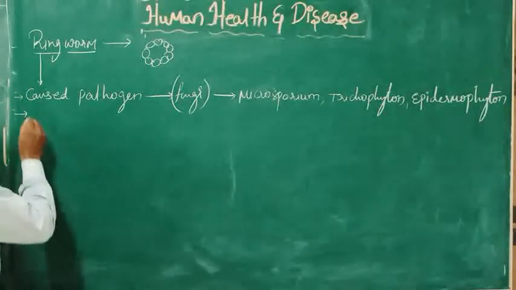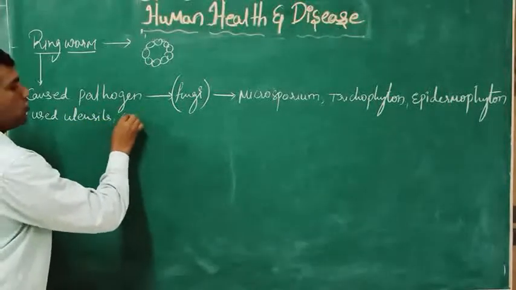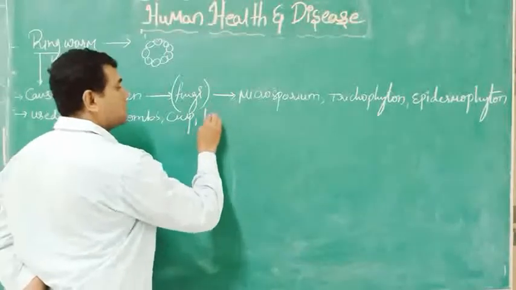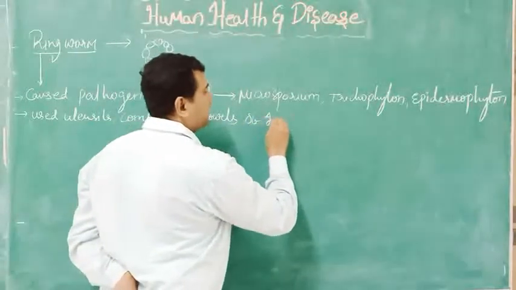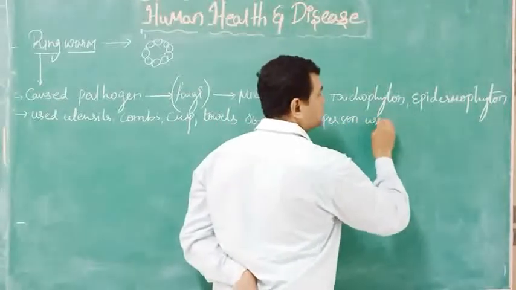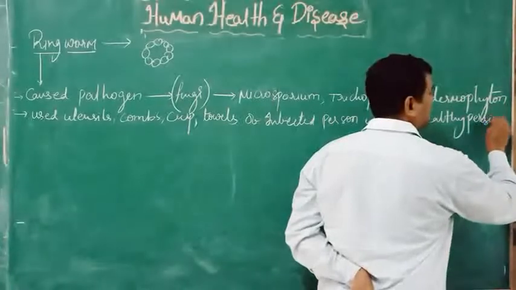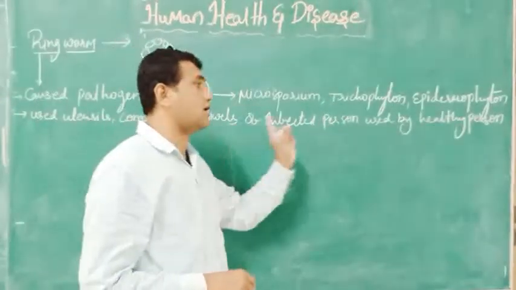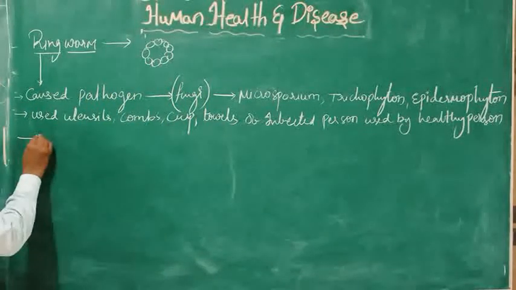How will it be infected? Utensils, combs, cups, towels of an infected person used by a healthy person. If the same utensils used by an infected person are used by a healthy person, there is a chance of getting this disease. So this is how it spreads.